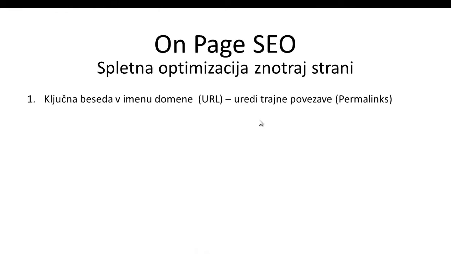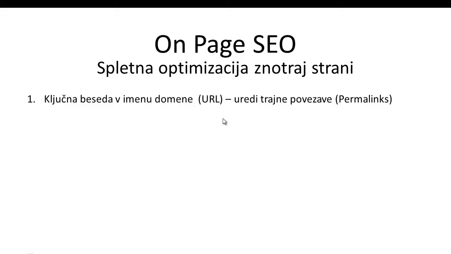Zdaj gremo pa na samo optimizacijo. Prva stvar, ki jo lahko naredite, je ta, da imate ključno besedo. V prejšnjem videu smo govorili o raziskavi ključnih besed. Ko najdemo eno ključno besedo, ki ima dokaj veliko število iskanj in dokaj majhno konkurenco, na podlagi te ključne besede ustvarimo vsebino, ali video, ali prispevek na blogu, ali kaj podobnega. Vse se giblje okoli te ključne besede.